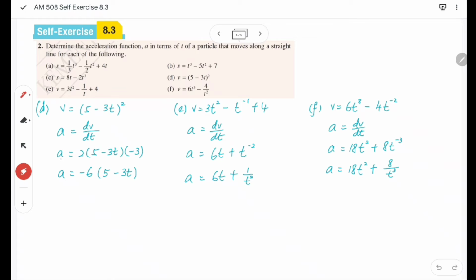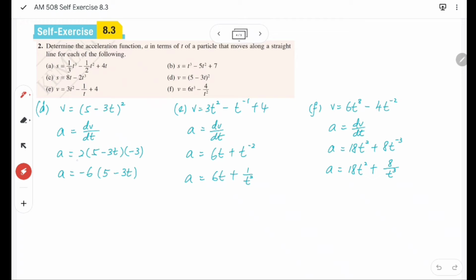Therefore, to get the acceleration function, we just do the first derivative with respect to time. So we get 2 brought in front. Then the bracket remains with the power minus 1. And don't forget to multiply by the coefficient in front of the t inside the bracket.